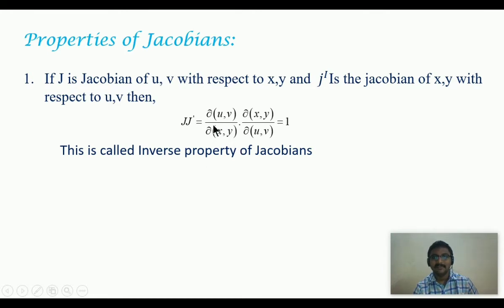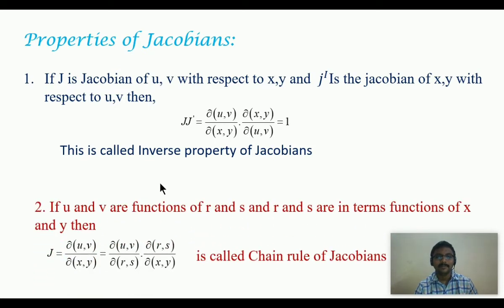If we know the J value, we can compute the J dash value. Suppose J is 5, then J dash will be 1 by 5. Suppose J is r square sin theta, then J dash will be 1 by r square sin theta. So it is known as the inverse property.